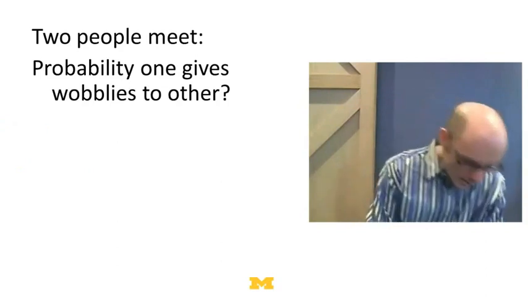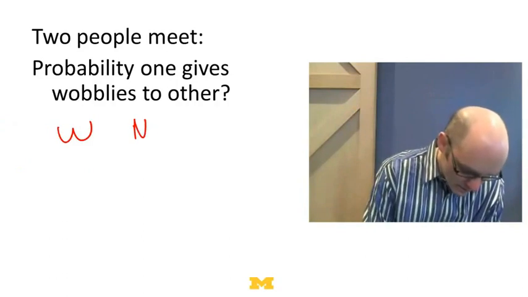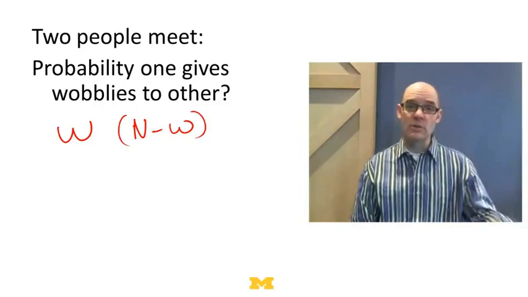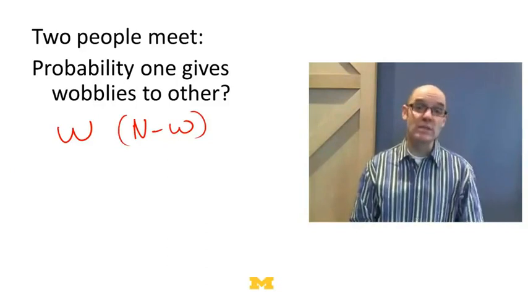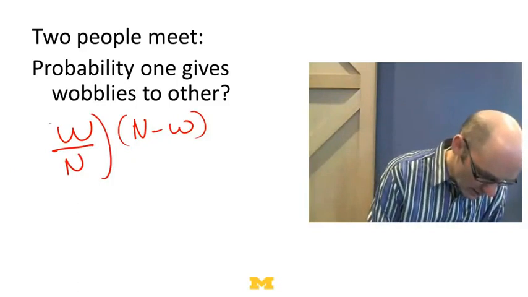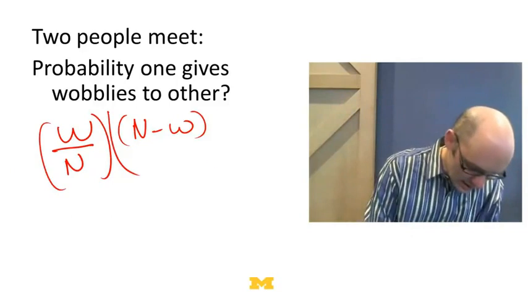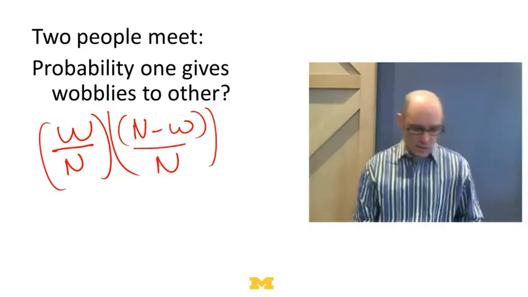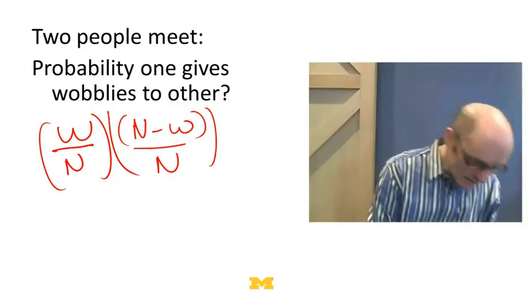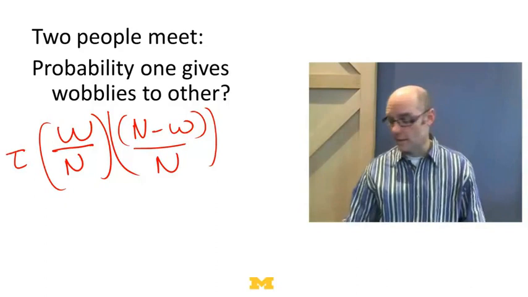Well, remember, W is the number that have the wobblies, and n minus W is the number that don't. So what you need is one person to have the wobblies and one person not to. So what's the probability that someone has the wobblies? Well, that's just W over n. That's the probability of someone having the wobblies. What's the probability of the other person not having the wobblies? Well, that's just n minus W over n. So if you want to think about the probability of two people meeting where it could get transmitted, this is it. And then you just have to multiply that by tau, right? Because that's the probability that if those two people do meet, the disease in fact moves from one person to the other.